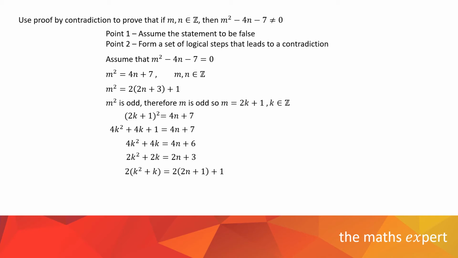This is our contradiction. We always need to have a statement explaining at the end exactly what our contradiction is. Again, even numbers and odd numbers are playing a big part in the logical steps, and something common we can see in this part of the proof.